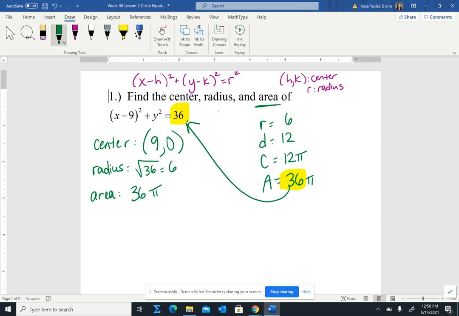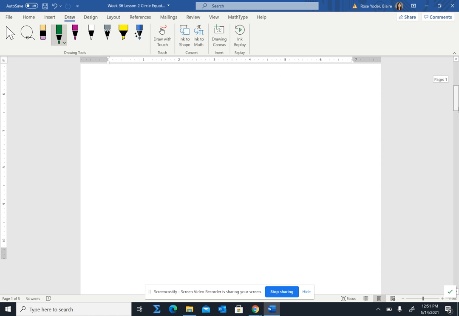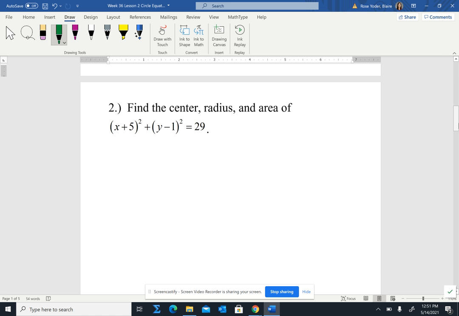So look for that to come up in the homework. Don't waste your time square rooting it and then squaring it again. If we know the radius squared, then we know radius squared pi for the area. All right, let's try that for example 2.